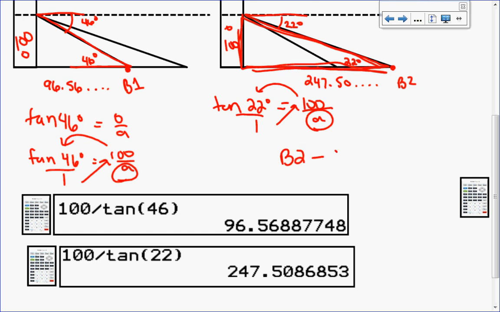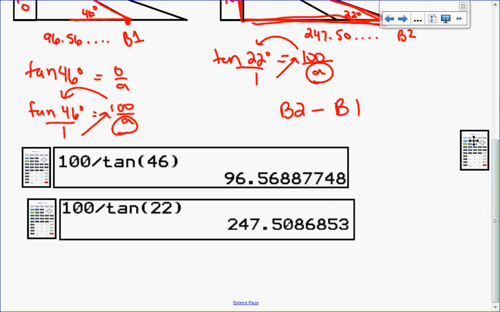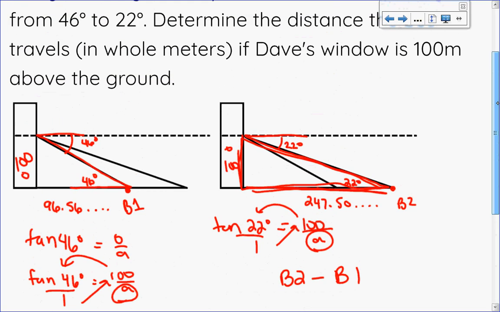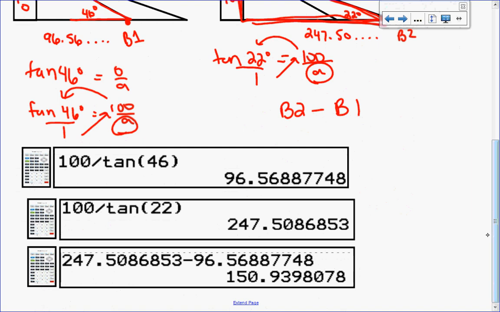So if I want to know how far the bus traveled, I would just take how far it was when it was furthest away minus how far it was when it was closest, and that tells me how far it traveled. Again, use your unrounded values, not your rounded values, to avoid some errors. So I take the bus 2 distance minus my bus 1 distance, and I can see that it traveled a distance of approximately 150.9. Now, how did the question want us to round? It said to the nearest whole meter. So that means I can say the bus traveled 151 meters.